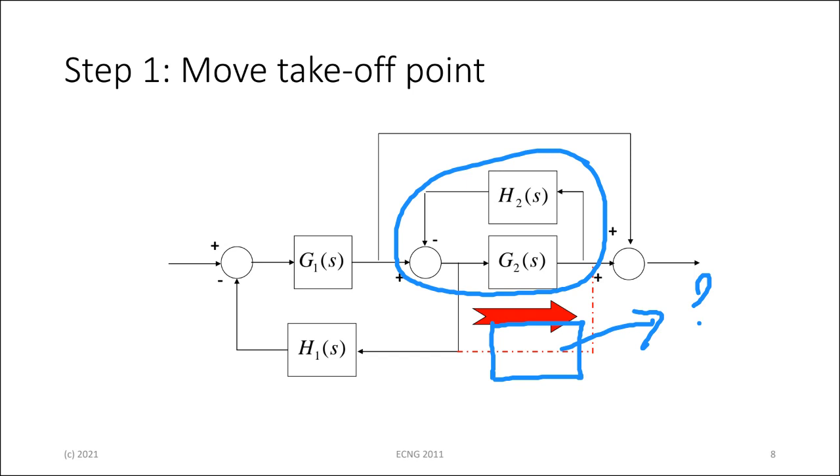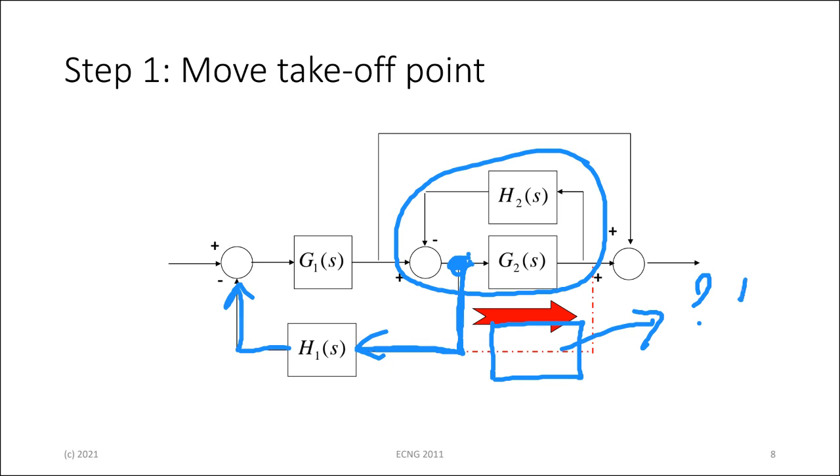Notice what happens. H is a feedback block, so H is coming here. The signal going into H is coming before G2. So if I move the takeoff pointer after G2, it means that whatever is coming out here going back has been multiplied by G2.